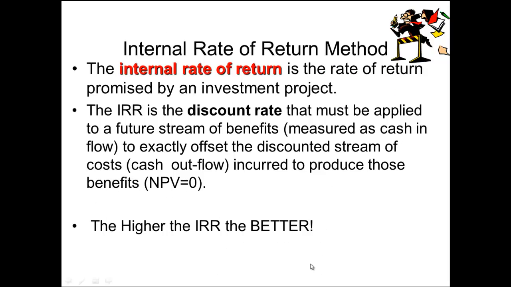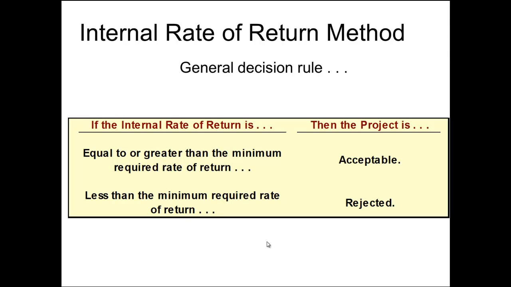So the internal rate of return is a rate of return promised by an investment project. The higher the internal rate of return, the better. When we start calculating the internal rates of return, it's important to understand that if the internal rate of return is equal to or greater than the minimum required rate of return that a business might have, the project is acceptable. If it is less than the minimum required rate of return, then it's rejected. So we're going to take all the ones that are acceptable and look for the one with the highest internal rate of return, and that's quite possibly going to be the one that we're interested in undertaking.